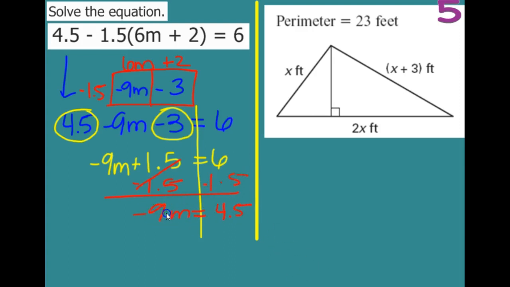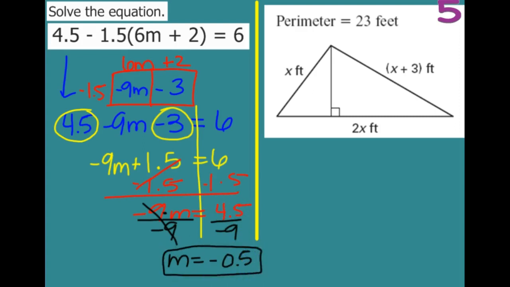And then last, the opposite of multiplying is dividing by negative 9. I know these don't get along, it's going to be a negative here. 4.5 divided by 9 in my calculator would give me negative 0.5. If you wanted to write 1/2, that's fine too.